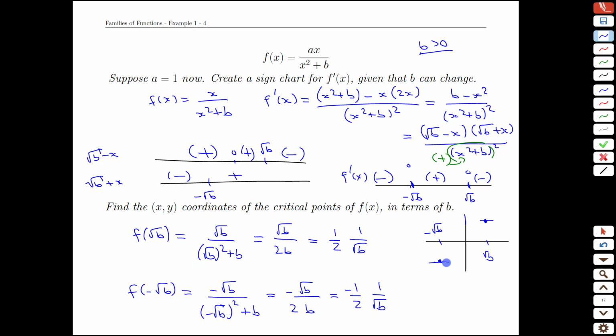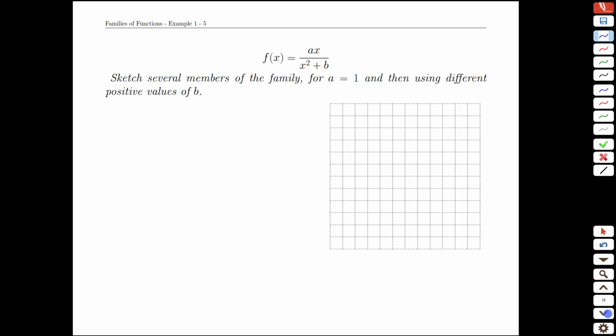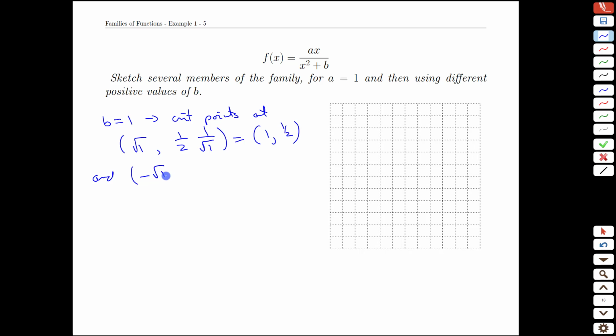So this required a little more in-depth analysis, but we can follow up and use that to sketch some different members of the family. Let's do the easy one, b equals 1. If we do that, we have the critical points at square root of 1, comma, 1/2 times 1 over root 1, which is much better known as 1/2. So let's actually write that. So 1 and 1/2. And the other one was symmetric to that. It'd be negative root 1, and it's exactly the same thing here, so negative 1/2.